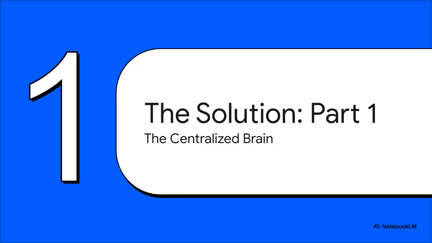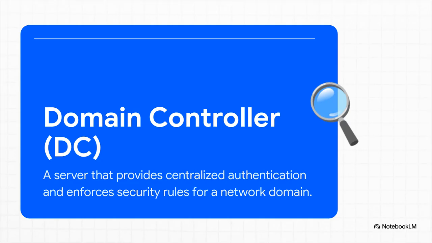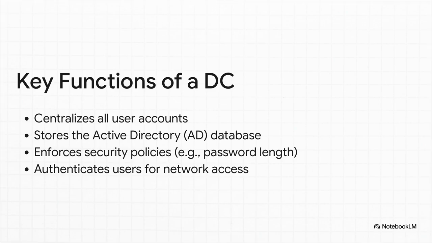Well, it all starts with the first piece of the puzzle. You can think of it as the central brain of the entire network. This brain is called a domain controller, or just DC for short. And that's exactly what it is, a special server that acts as the single source of truth for the whole network. It's the boss. It holds all the rules, manages who gets to do what, and has the final say on everything. So what is this brain actually doing all day?